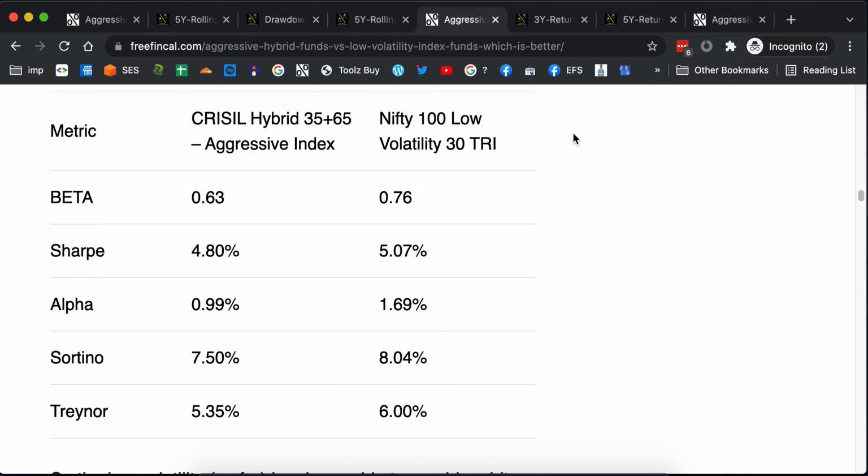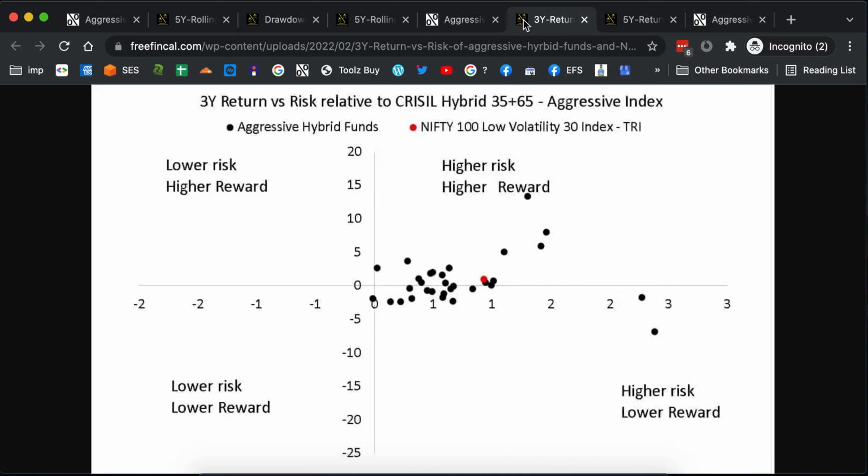Those who want low volatility but comparable returns to Nifty, then the aggressive hybrid index is a good idea. Of course, the actual aggressive hybrid funds, all of them are currently actively managed. They will hold slightly higher equity than this index. So now let's take a look at the reduced return versus reduced risk.